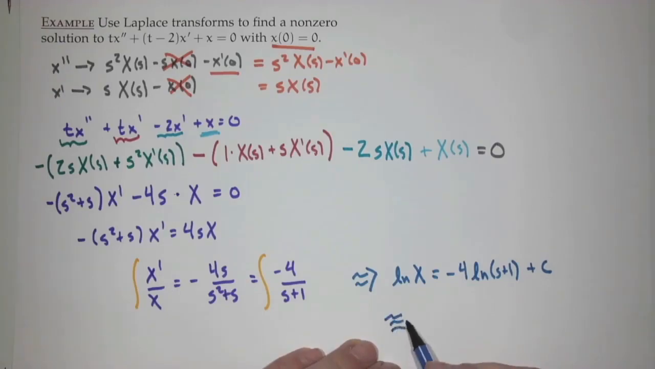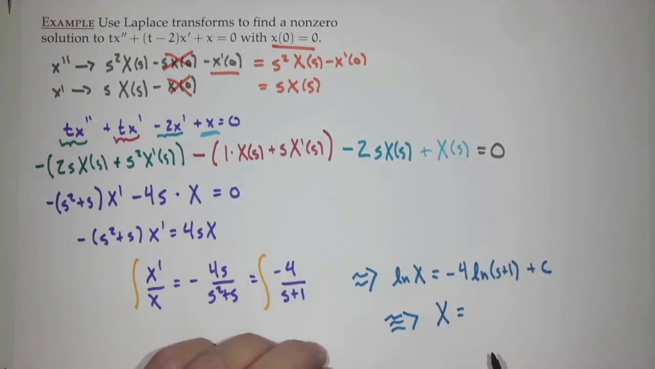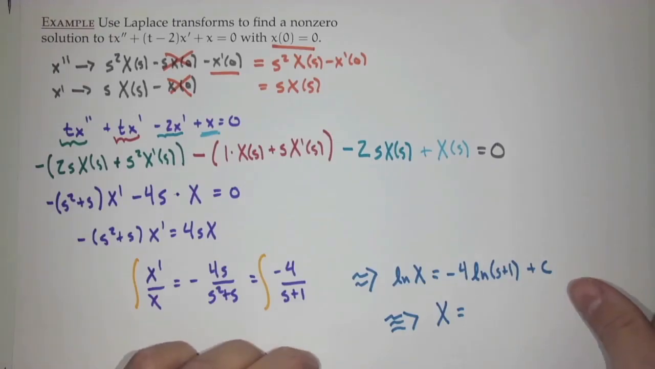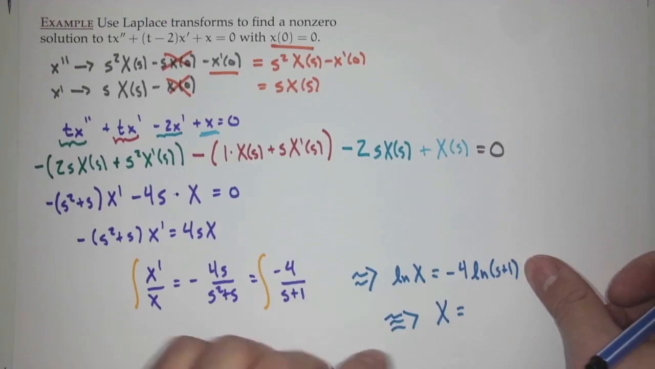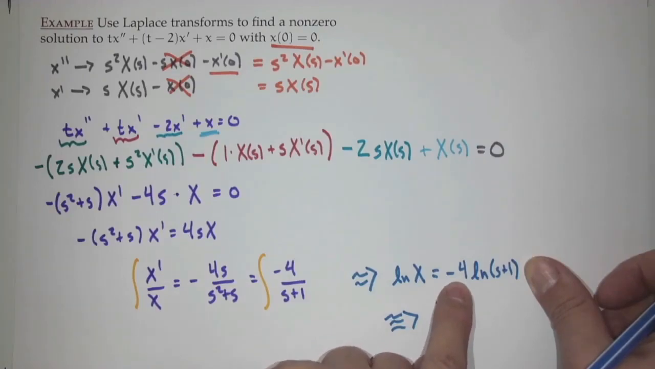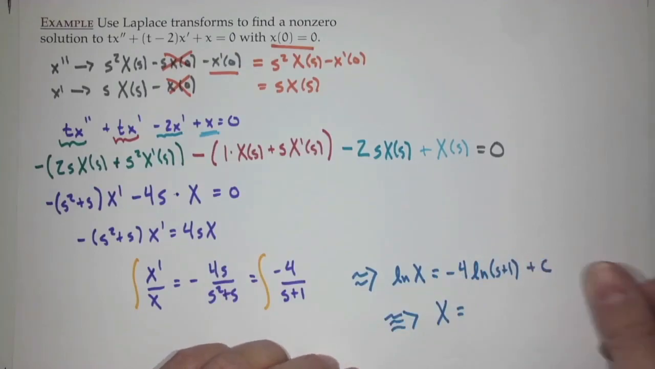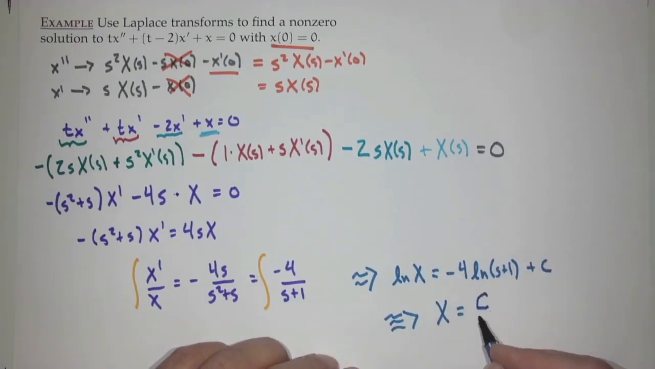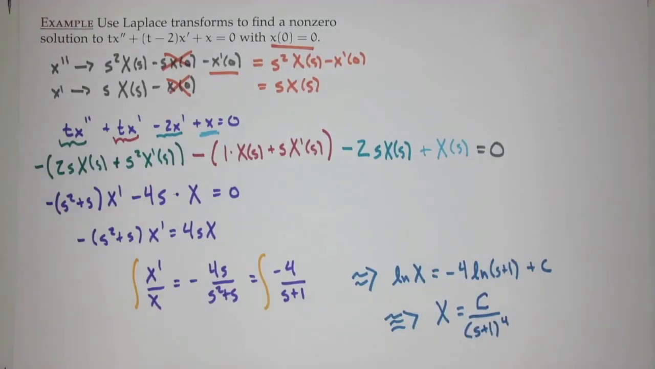So what does that tell us about x? What does it look like? E to the other side, good. E to the other side. The e to the c will be a constant. So what about this? What happens here? The negative 4 goes where? Comes up. S plus 1 to the minus 4. So you can write this as some constant over s plus 1 to the 4th. Minus 4 just means it's downstairs.